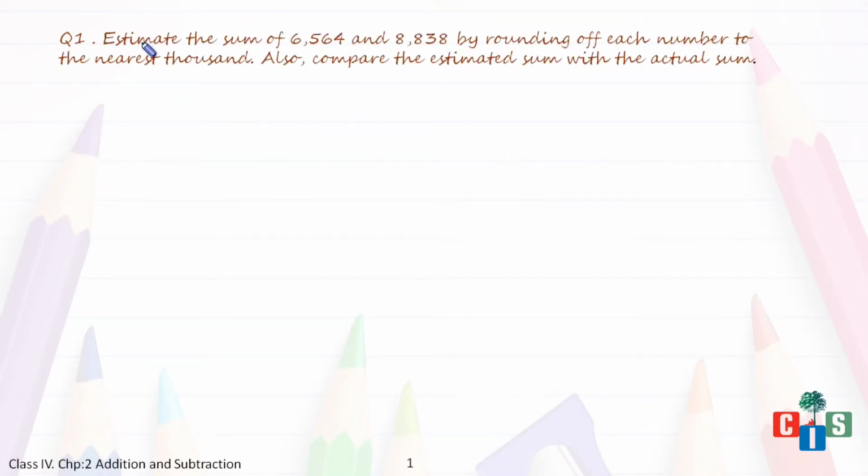The question says, estimate the sum of 6,564 and 8,838 by rounding off each number to the nearest thousand. See students, first of all, whenever you are given any question, find out what information is given to you and then find out what you actually have to find in the question. Okay, so the information here is you have to estimate by using the rounding off strategy. We have done rounding off numbers, no? In our first chapter. Now in the second chapter, as I told you, rounding off will be helpful to you in further videos also.